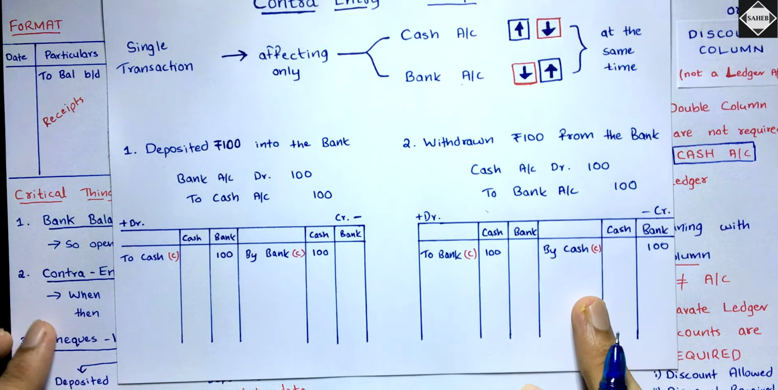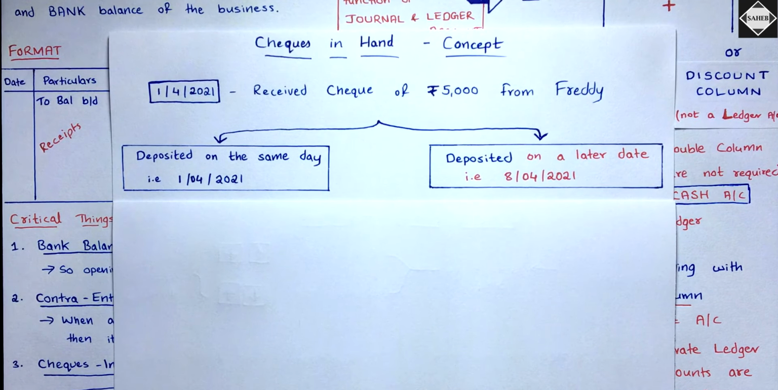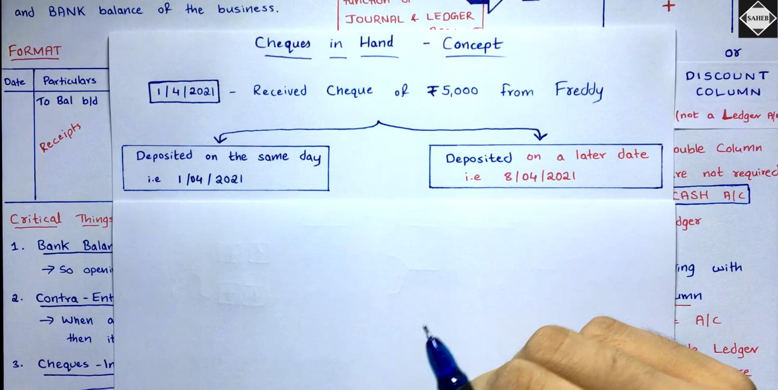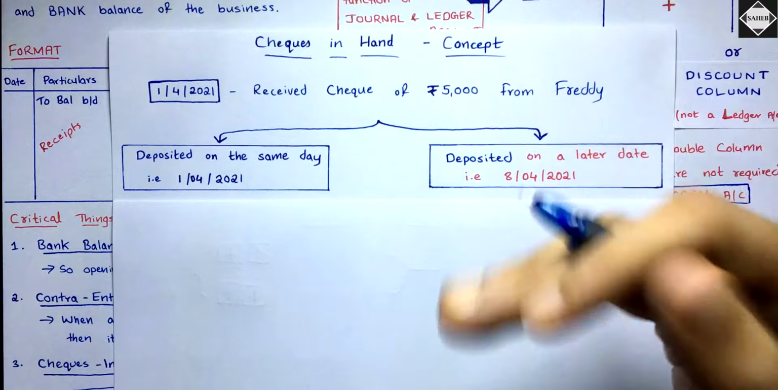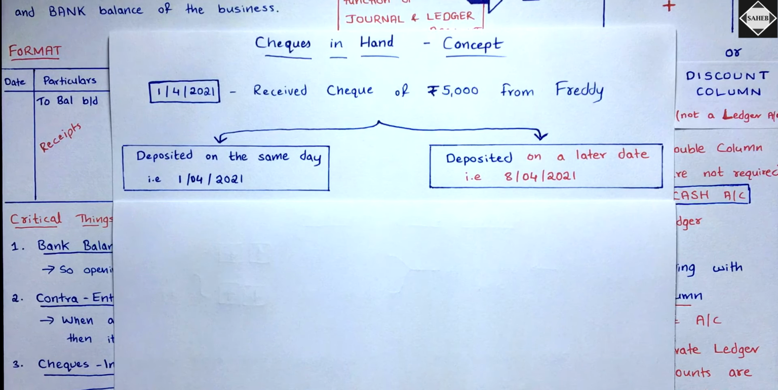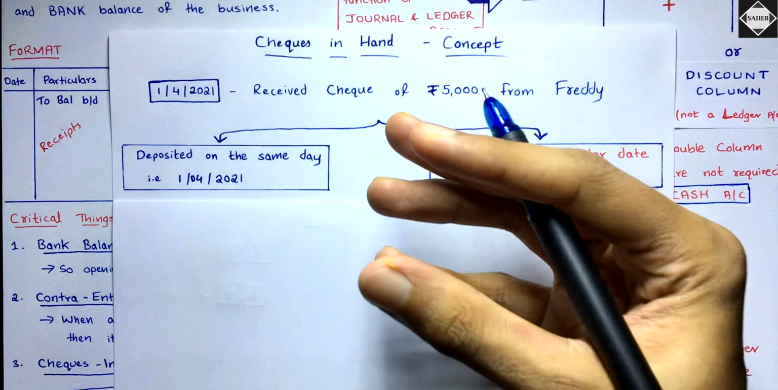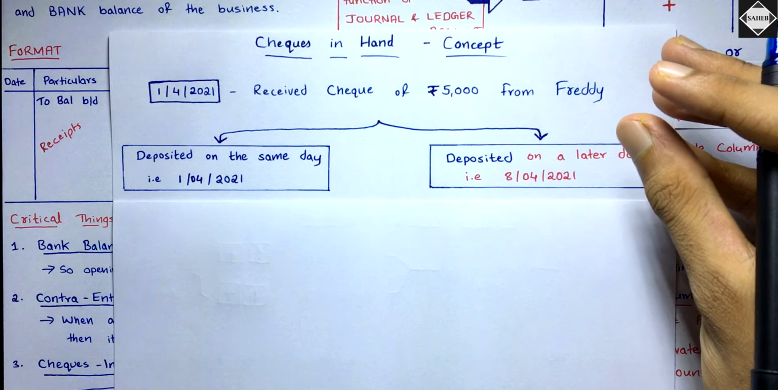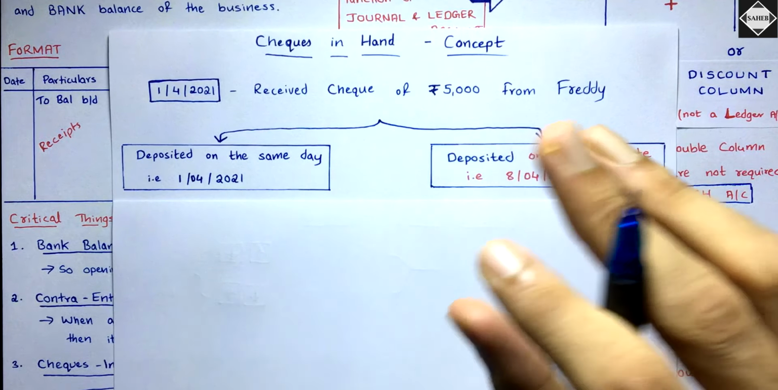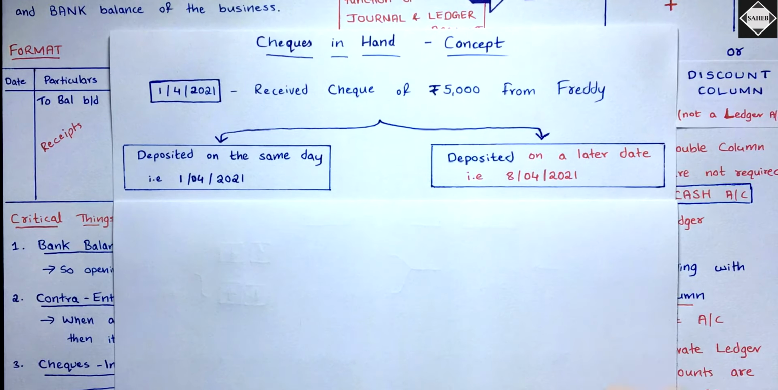Now let's move on to cheques in hand. Here we have the concept of cheques in hand. This is very important from the exam point of view, so listen carefully. What are cheques in hand? Cheques in hand are the cheques which you receive from your customer or any person from whom you are supposed to receive money. When you receive the cheque, you take it to the bank and deposit it, and then the bank will take 2 to 3 days to clear it. By clearing, they will put the money in your bank account. Your bank balance will increase. So it will take 2 to 3 days.